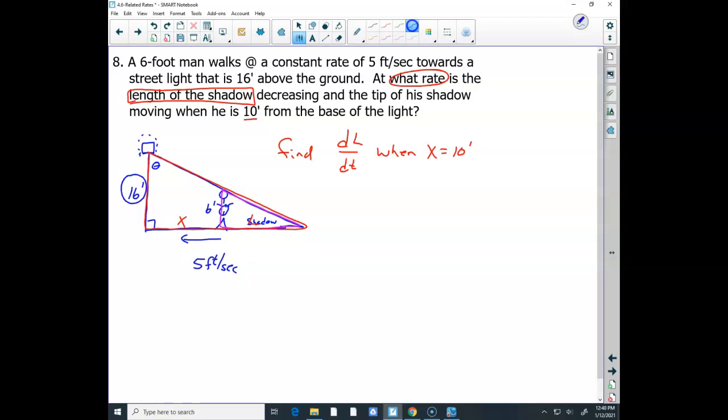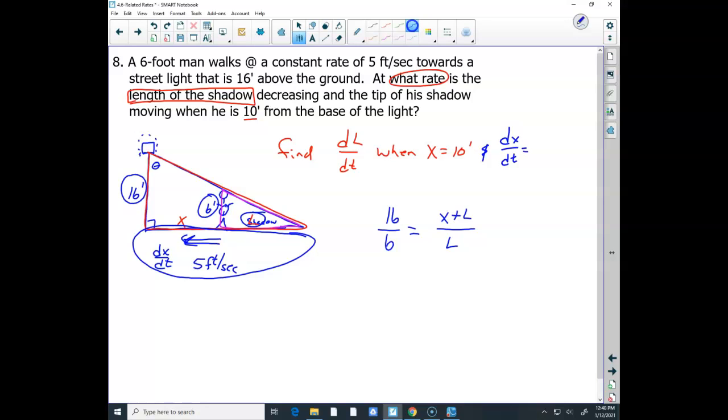This side of this triangle is to this side of this triangle. So I think of 16 is to 6 as the big side of the triangle, which is going to be x plus L, is to L, and I have an equation that relates these two. And I also know this 5 feet per second is dx/dt, because this is the man walking towards it. So dx/dt equals 5 feet per second.